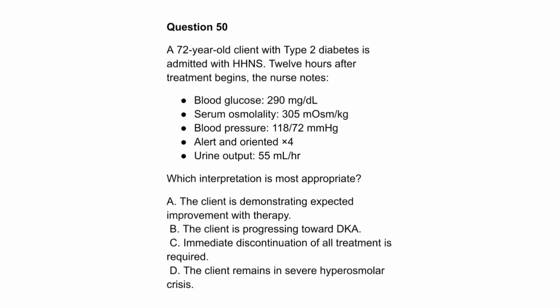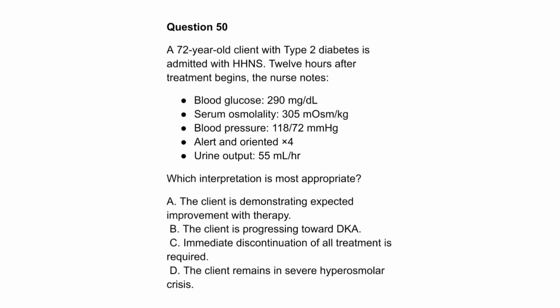Question 50. A 72-year-old client with type 2 diabetes is admitted with HHNS. 12 hours after treatment begins, the nurse notes: blood glucose, 290 mg per deciliter. Serum osmolality, 305 mOsm/kg. Blood pressure, 118/72 mmHg. Alert and oriented times 4. Urine output, 55 milliliters per hour. Which interpretation is most appropriate?